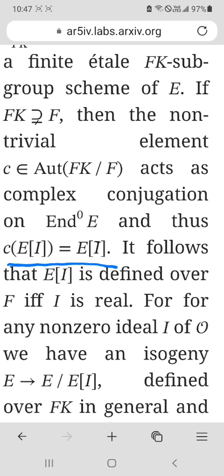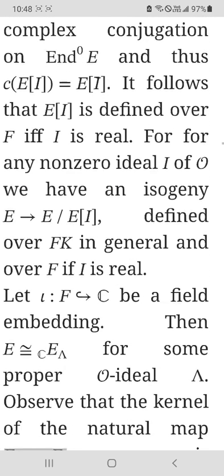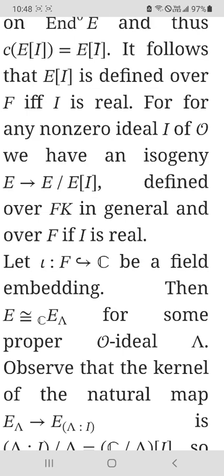If Fk is bigger than F, then there is a non-trivial element of the automorphism group of Fk over F, which acts as a complex conjugation on the endomorphism algebra of E, and thus the complex conjugation of E[I] is equal to E[conjugate of I]. It follows that E[I] is defined over F if and only if I is real. For any non-zero ideal I of O, we have an isogeny from E to E quotient by E[I], defined over Fk in general and over F if I is real.